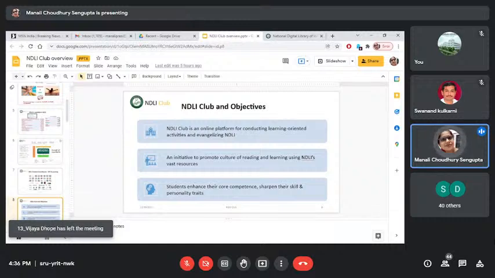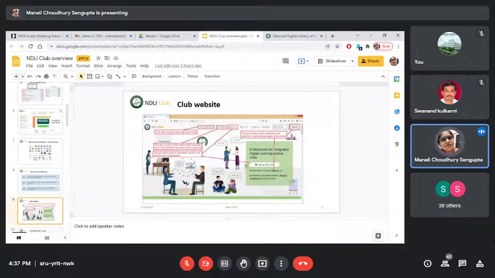To do that, we require an online platform where these activities can be created. NDLI is essentially providing you that platform, right? So learning-oriented activities can be conducted and organized, and the main objective is to promote the culture of reading and learning using NDLI's resources, and also to enhance students' core competence and sharpen their skills and personality traits.